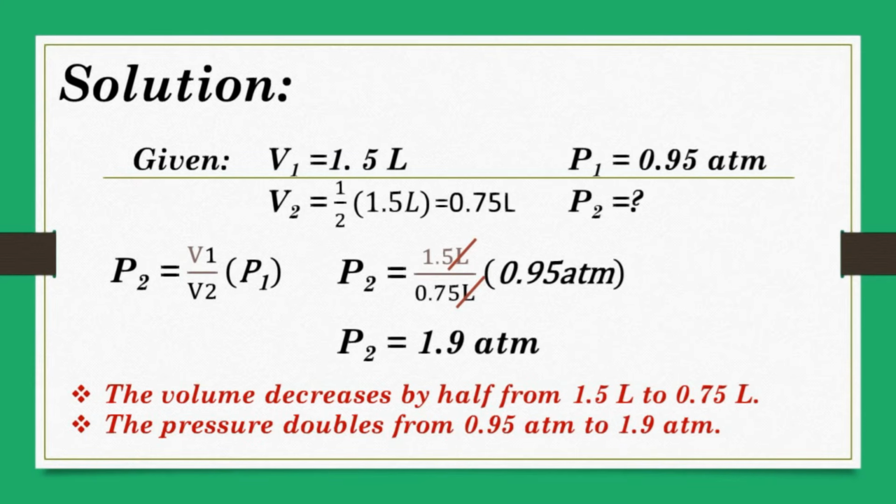P2 is equal to V1 over V2 times P1. Let us substitute. V1 is 1.5 liter, V2 is 0.75 liter, and P1 is equal to 0.95 atmosphere. So, the final pressure is equal to 1.9 atmosphere. The volume decreases by half from 1.5 liter to 0.75 liter, and the pressure doubles from 0.95 atmosphere to 1.9 atmosphere.